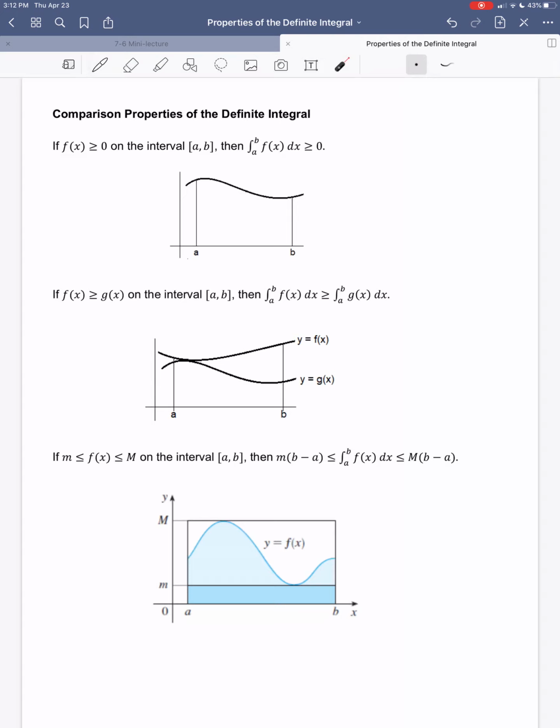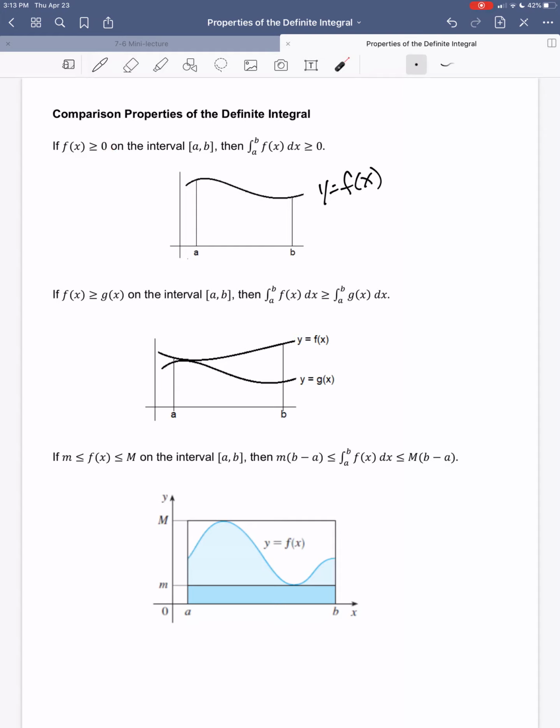First of all, if I do have a function f of x that's greater than or equal to 0 on the interval from a to b, that means f of x never drops below the x-axis. Well, in that case, this definite integral is the positive area, so the definite integral itself has to be greater than or equal to 0. Right? So if my function is always greater than or equal to 0, then the integral has to be greater than or equal to 0.